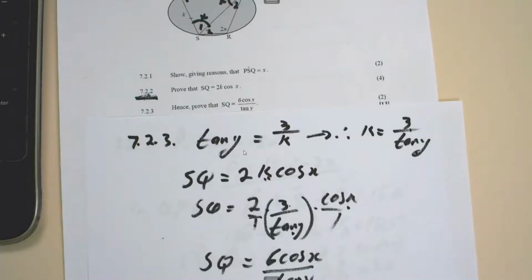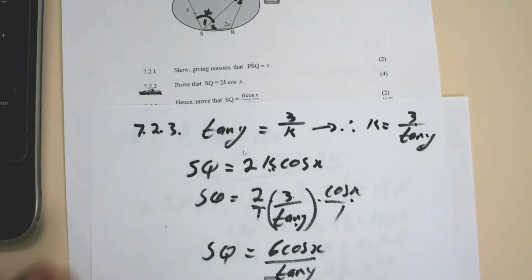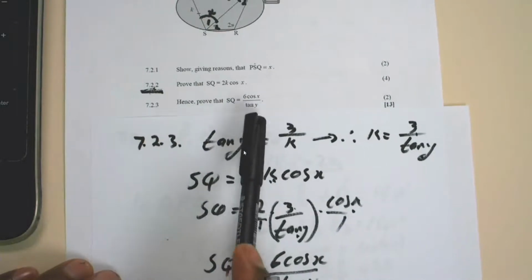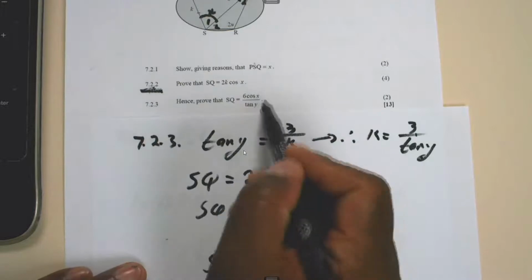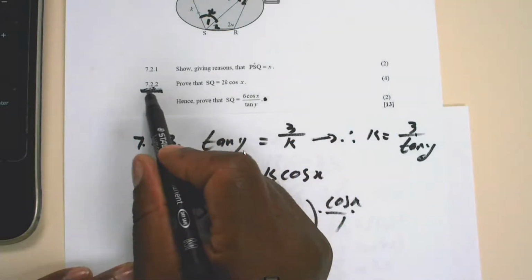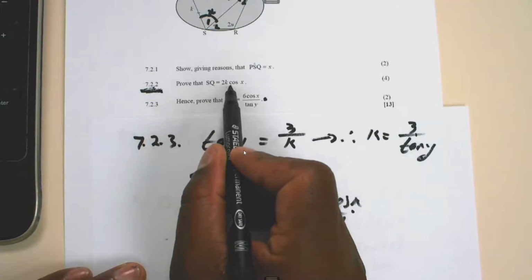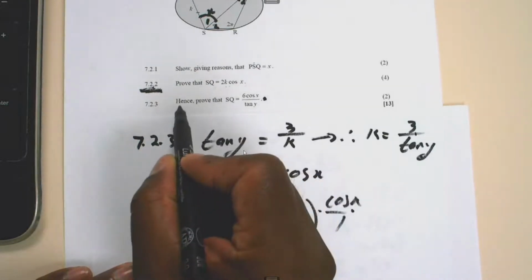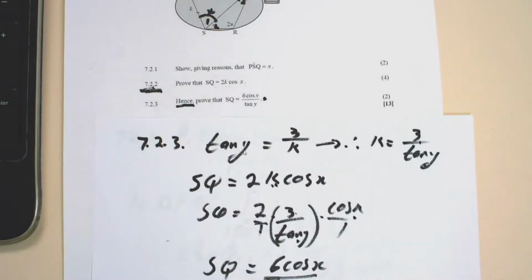When you solve problems, you look at the word hence. The word hence means use the answer obtained previously to answer this one. That is why, in this case, for us to arrive at this answer, we had to use 7.2.2, which is SQ is equal to 2k cos x. Why the word hence? Grade 12 learners, I hope you understood. The word hence means use the solution in 7.2.2 to answer 7.2.3. In this case, use the answer obtained previously to answer this one.